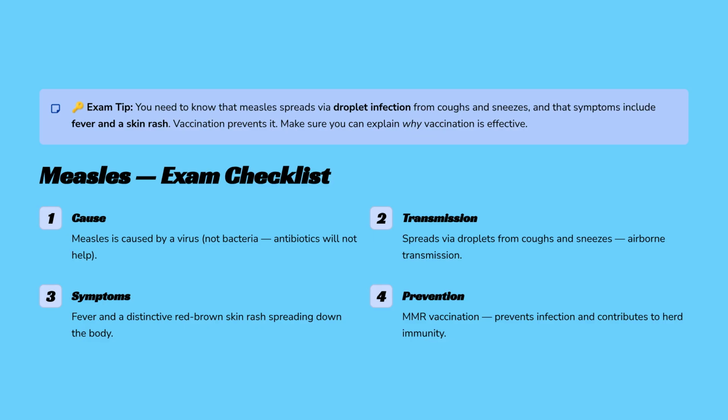Here is your exam checklist for measles. It's caused by a virus, spreads via airborne droplets, presents with fever and rash, and is prevented by the MMR vaccine. Remember, antibiotics will not help against this viral infection.